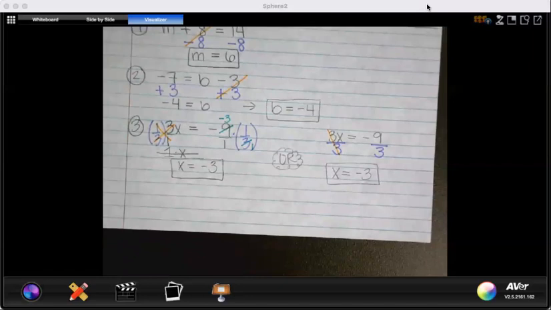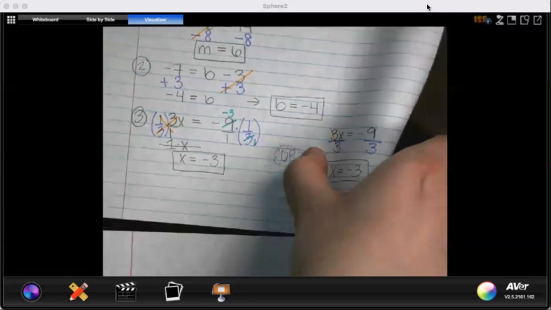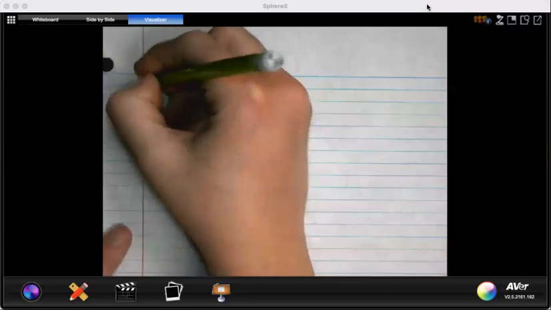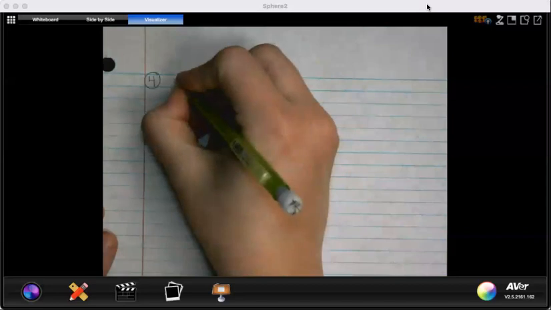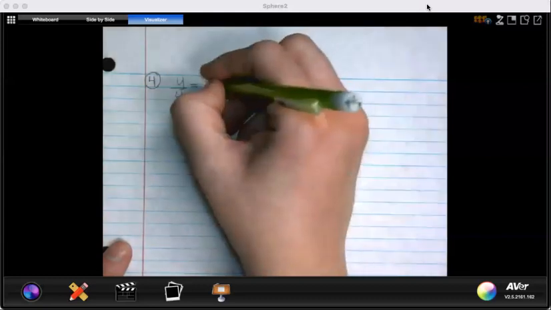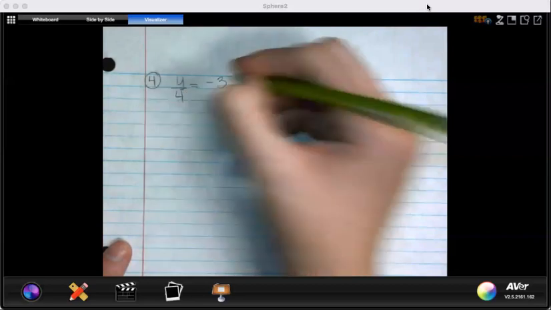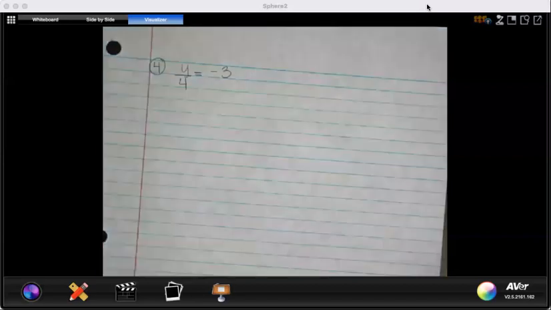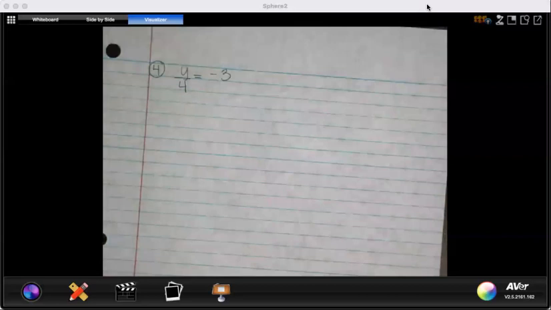I'm going to go ahead and switch my papers to the next problem. Number 4. In this case, we have y divided by 4 equals -3. Y divided by 4 equals -3.